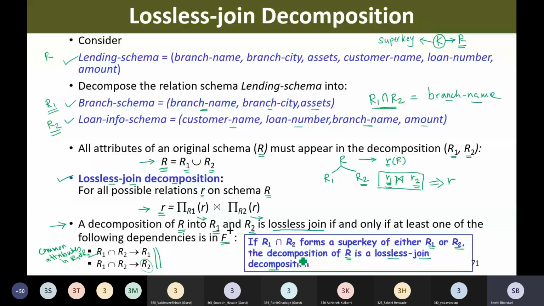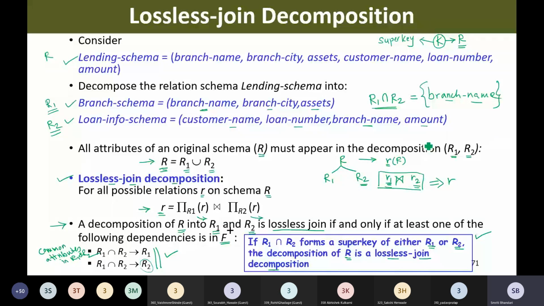So please note down this important concept. When we are going to say that our decomposition is a lossless join decomposition, we need to find out R1 intersection R2, and whatever is there in this set R1 intersection R2, if this is either the primary key or the super key of R1 or the super key of R2, then we say that this is a lossless join decomposition.